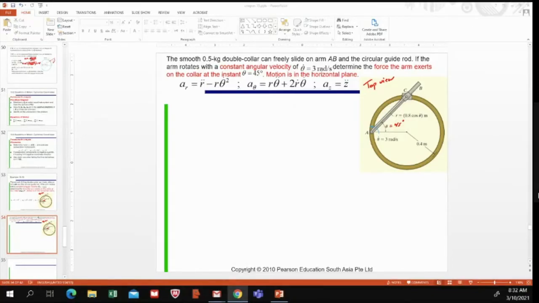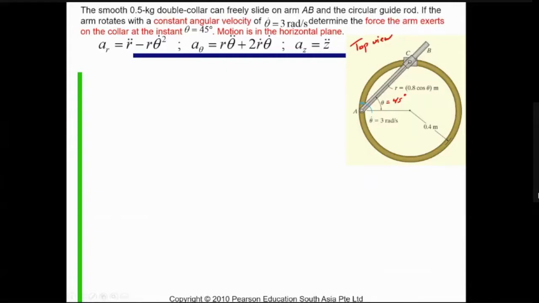All right, so now the first thing that we want to do to analyze this problem is actually, that's a very good idea. Even though for this specific case we're not going to need it, we'll see why in a second, but let's work it anyway. So we're analyzing the problem at theta equals 45.